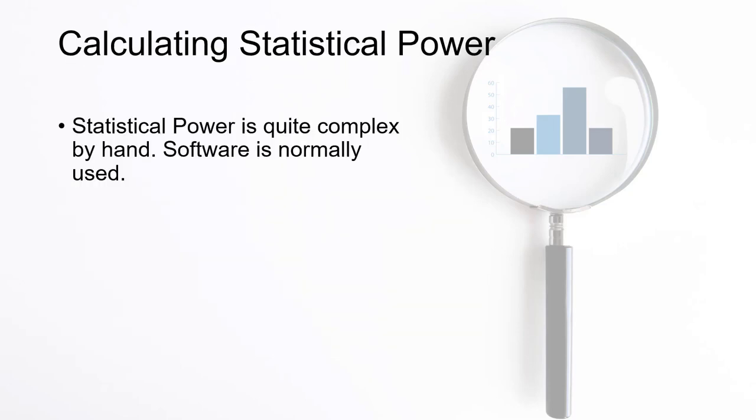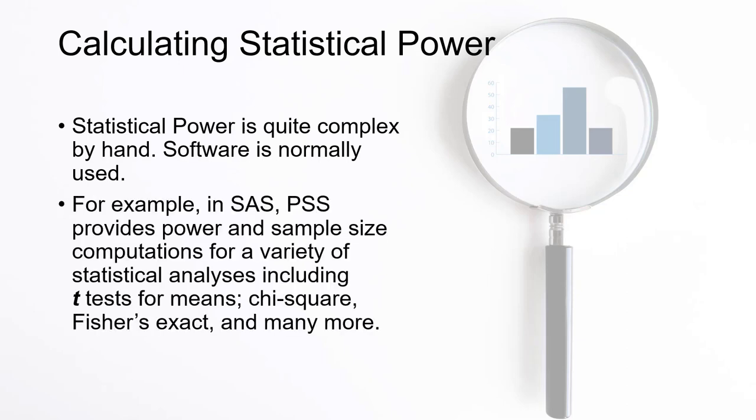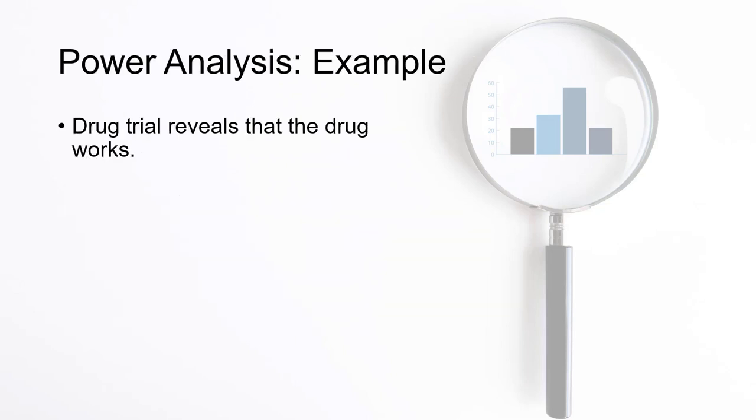Power is quite complex to calculate by hand, and you'll normally want to use software to calculate it. For example, in SAS, PSS provides power and sample size for a wide variety of statistical analyses. The exact calculations depend on what test you're running. For example, the power calculation would be different if you were comparing a proportion to a specified value than if you were running, say, a paired t-test. Power analysis is a way to find power.